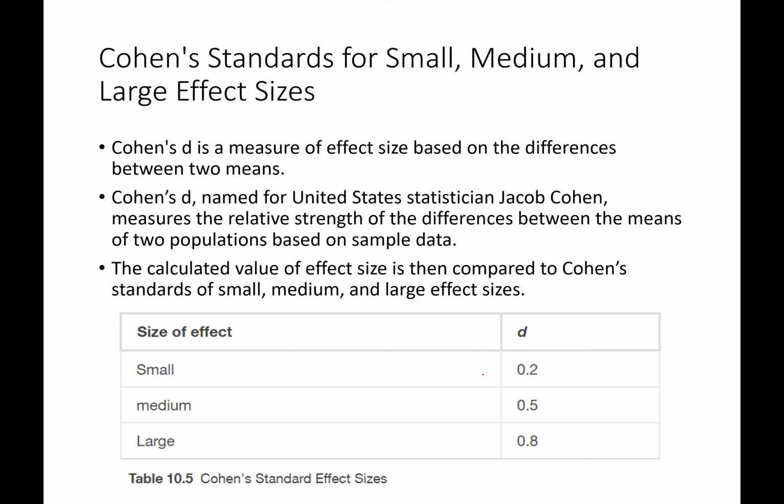Another way that you can look at the comparison of the means is to look at this thing called the Cohen standard for small, medium, and large effect sizes. Cohen's d is a measure of effect size based on differences between two means. Cohen's d is named for United States statistician Jacob Cohen, and it measures the relative strength of the differences between the means of two populations based on the sample data. The calculated value of effect size is then compared to Cohen's standard of small, medium, or large effect sizes. And what he came up with is that there's a small effect if d is around 0.2, a medium if it's 0.5, and large if it's 0.8.